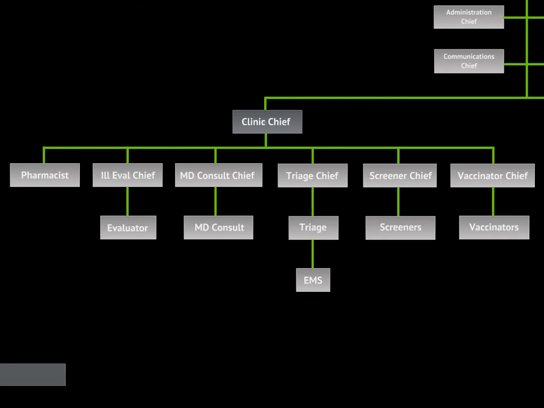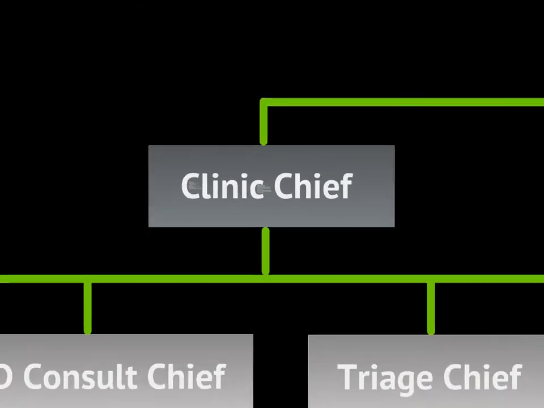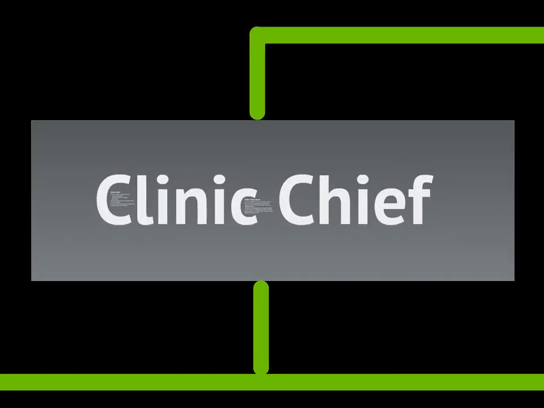The EMS position at the bottom of the chart is for a staff worker who can request an ambulance in the event one were needed. Note that there are 6 positions below the clinic chief, which is consistent with the ICS concept mentioned earlier. Now let's look at the clinic chief.